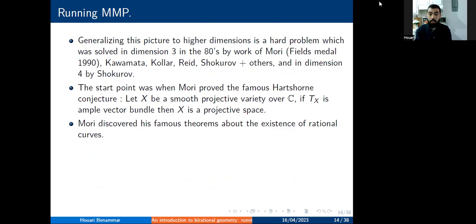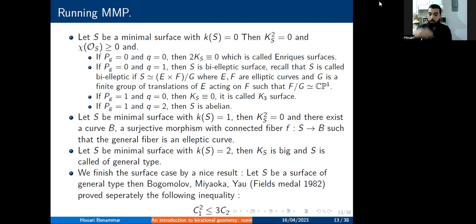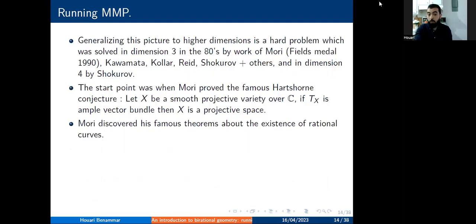Yeah. So generalizing this picture. So okay, what can we conclude here? We can conclude that the minimal model always exists, and people were studying this model before the work of the Japanese school, and now the question is if we can generalize the picture to higher dimension.